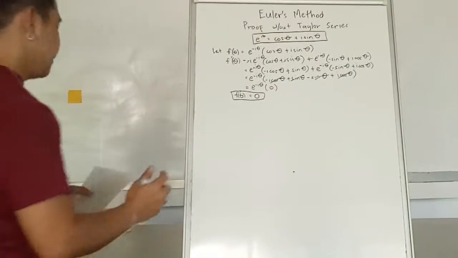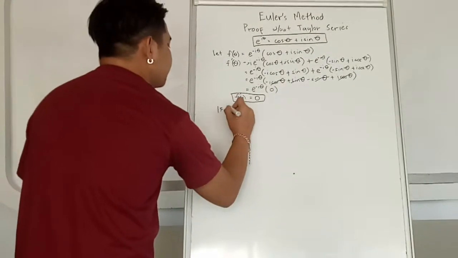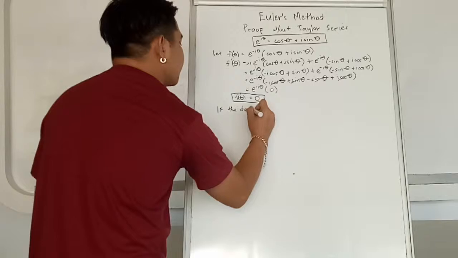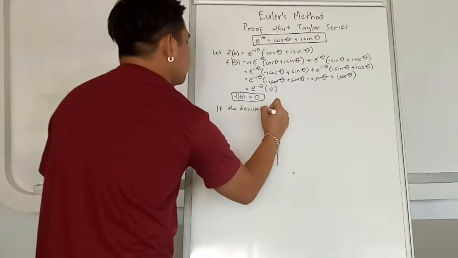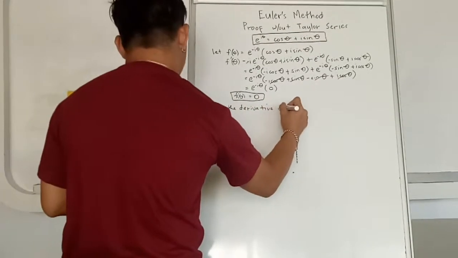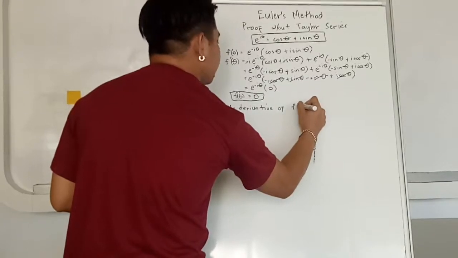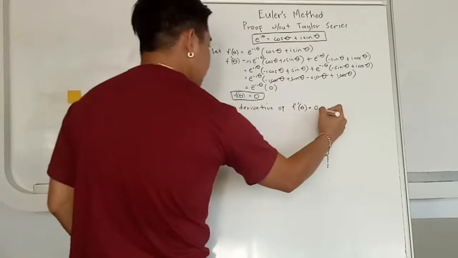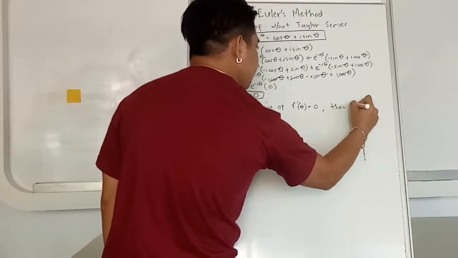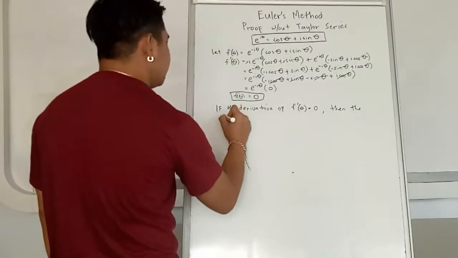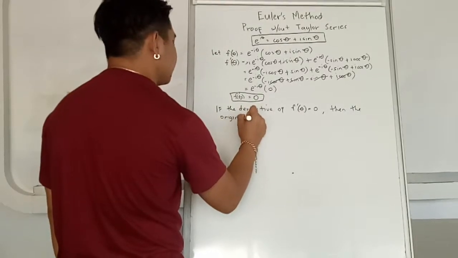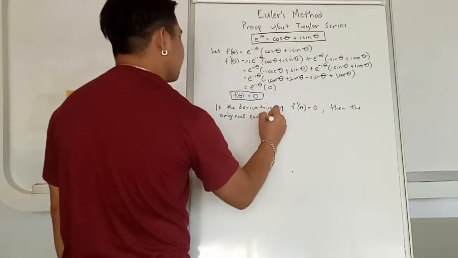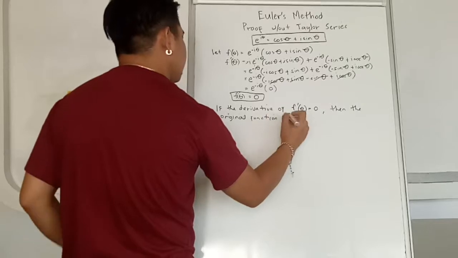So we know that if the derivative of f of theta is equal to 0, then the original function is constant.